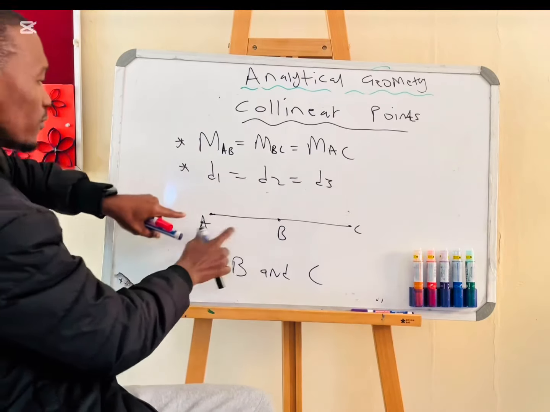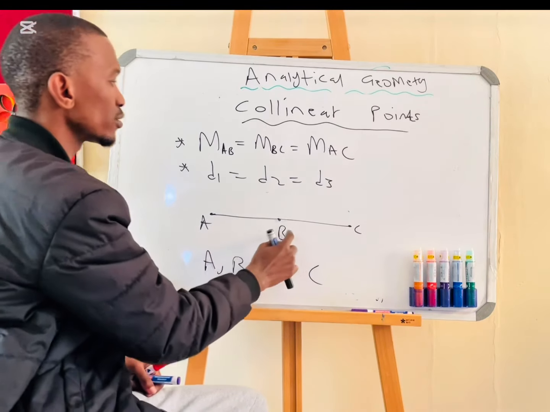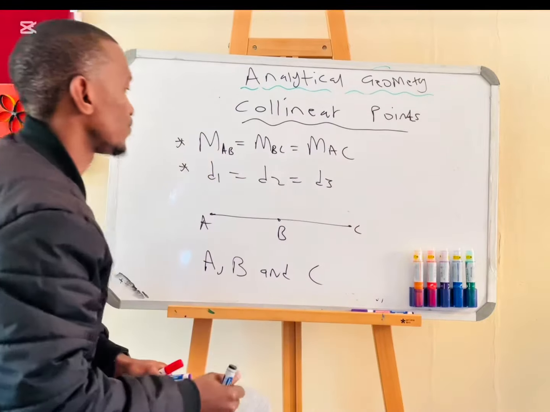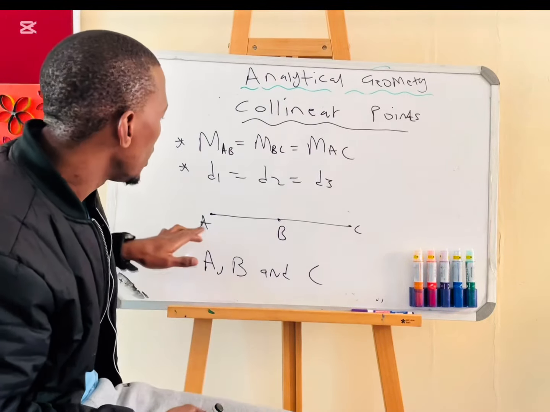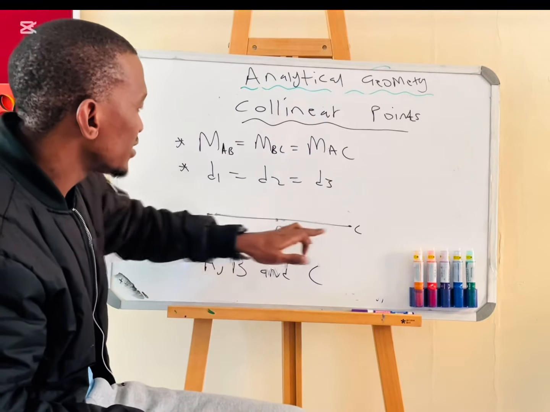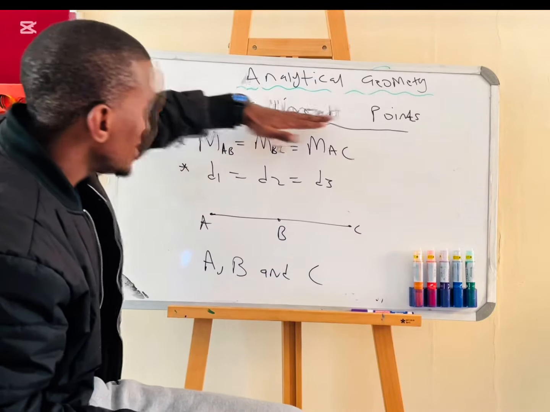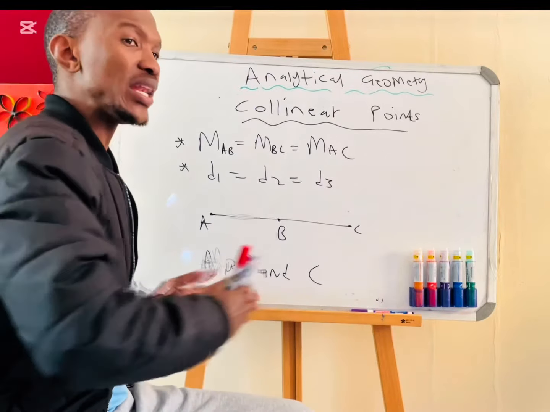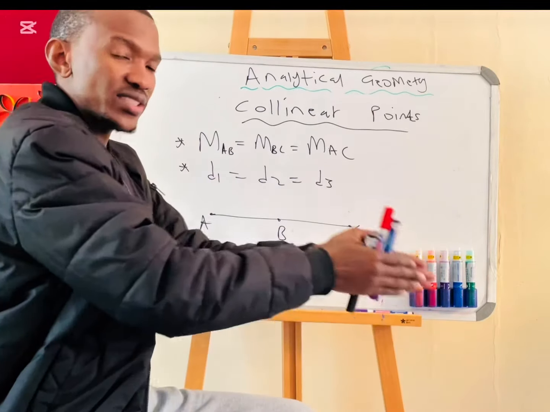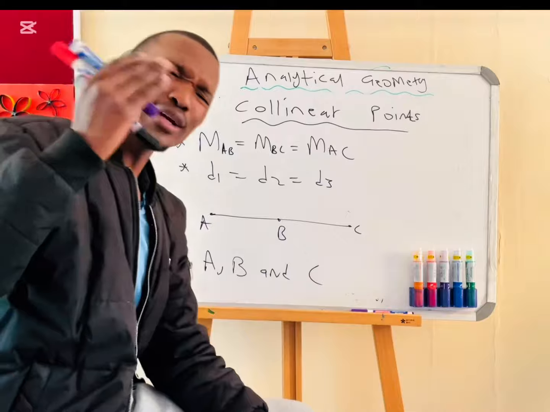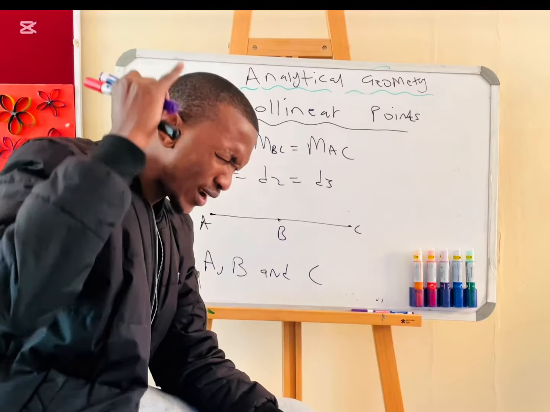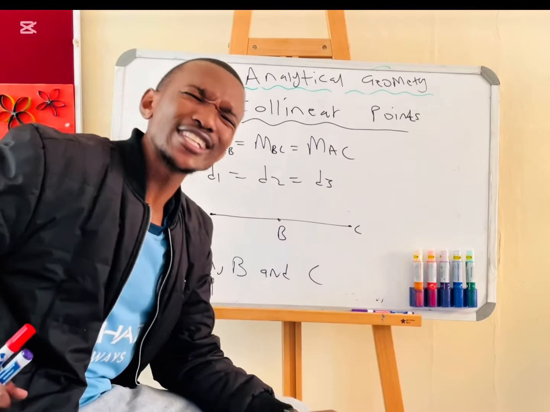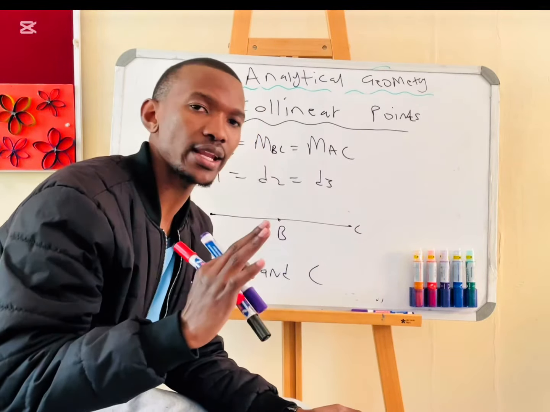So if the gradient of AB is the same as the gradient of BC and is also the same as the gradient of AC, we say that the points A, B, and C are collinear, meaning that they are on the same straight line. Okay. And points that are on the same straight line will always have equal gradients and equal distance. Number 3, they will also share the same equation of a straight line.